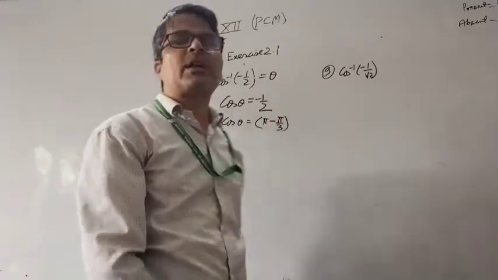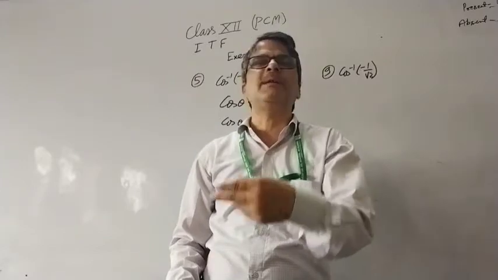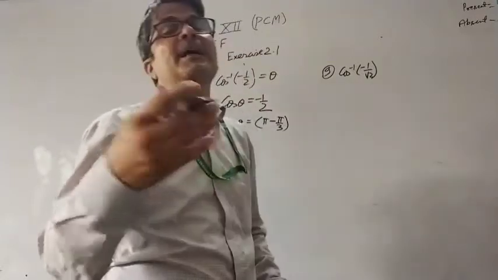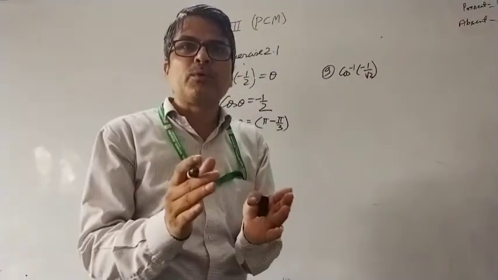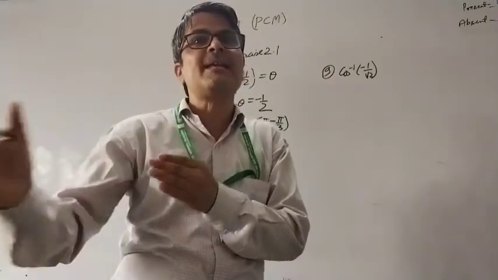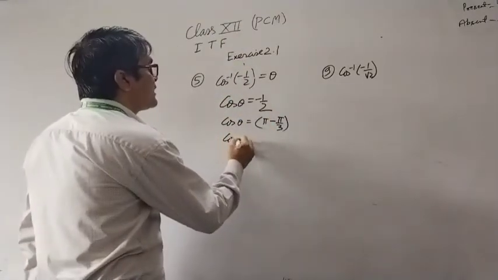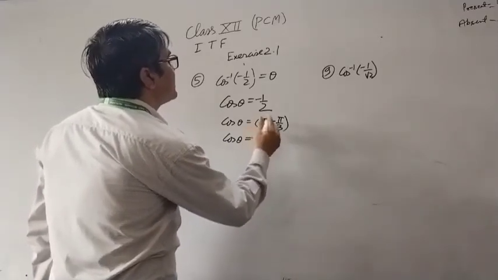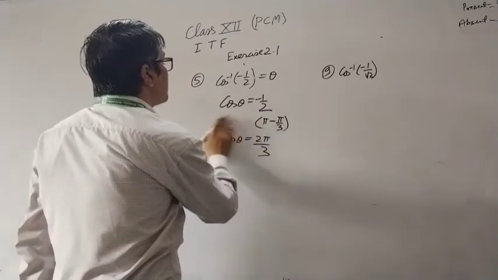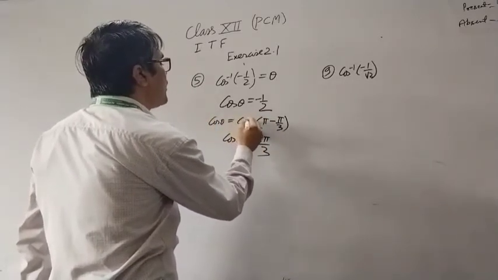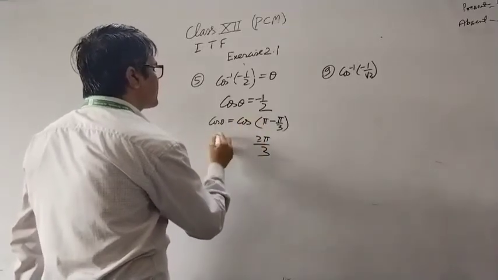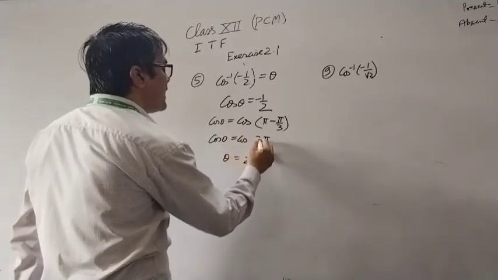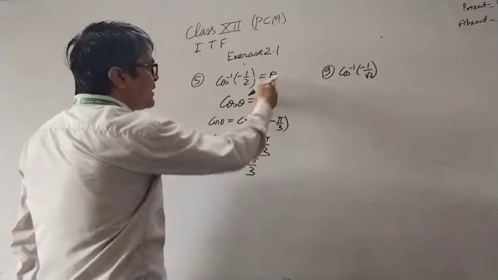Why am I not writing pi plus pi by 3? Because it will enter in third quadrant. Means it will be more than pi. It will be more than pi. You have to contain yourself between 0 and pi. So cos theta is equal to 2 pi by 3. You have to write here cos theta is equal to cos 2 pi by 3, so theta is equal to 2 pi by 3. Okay, and what is theta?